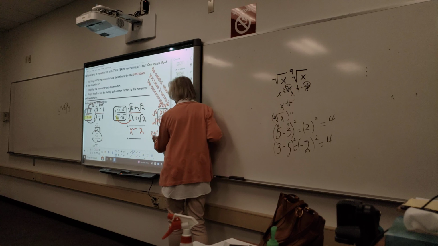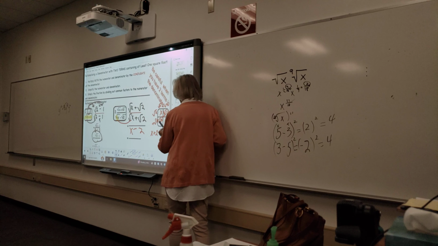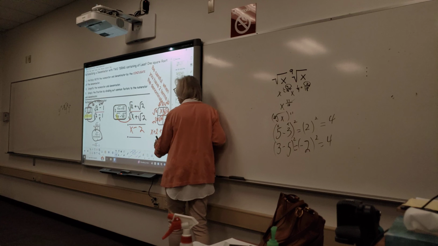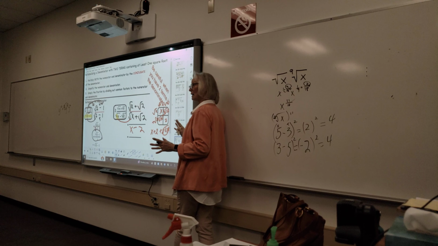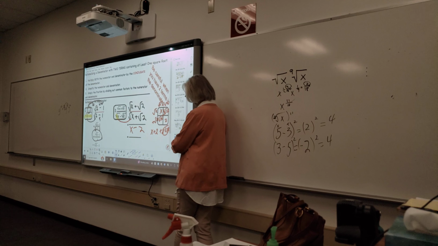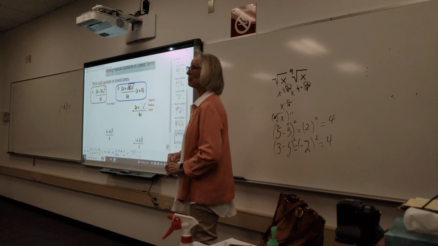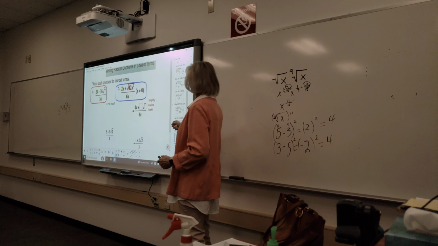You can't combine this 2 with this 2. You can't combine this 2x with this x because this is the coefficient of the radical. This is just the number 2. They can't be added together. They can't be subtracted together. Okay. The last one, you have to be careful.